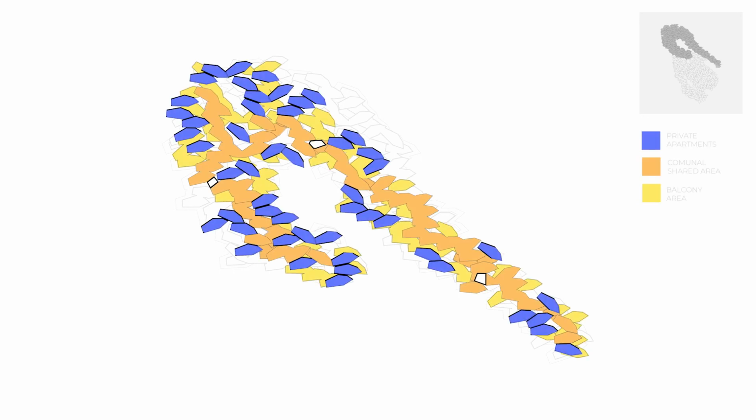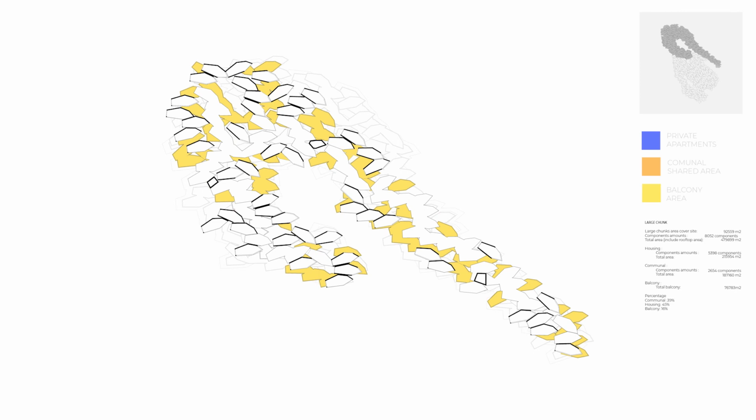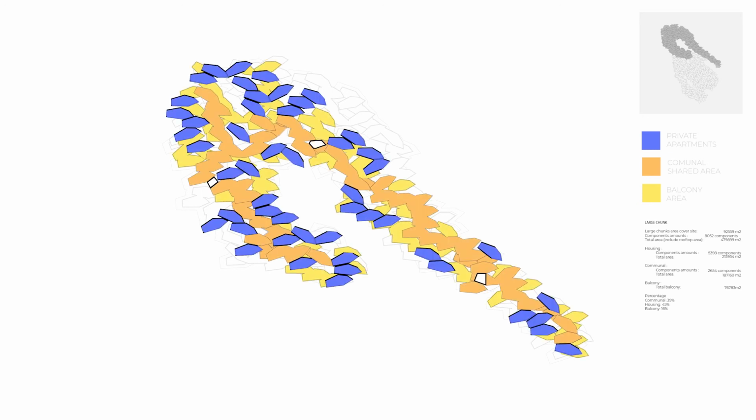The private housing areas were highlighted in blue and shared areas were highlighted in orange. Balcony areas were highlighted in yellow. Each module area is 40 square meters. Shared spaces are 39%. Residential living are 45%. Semi-open shared balconies are 16%.